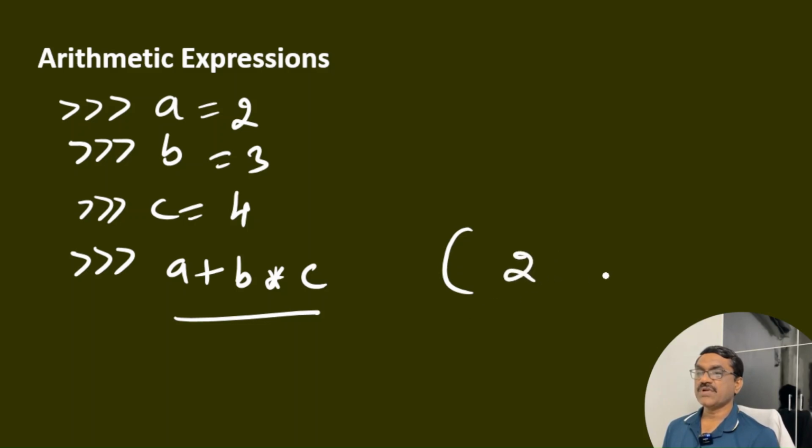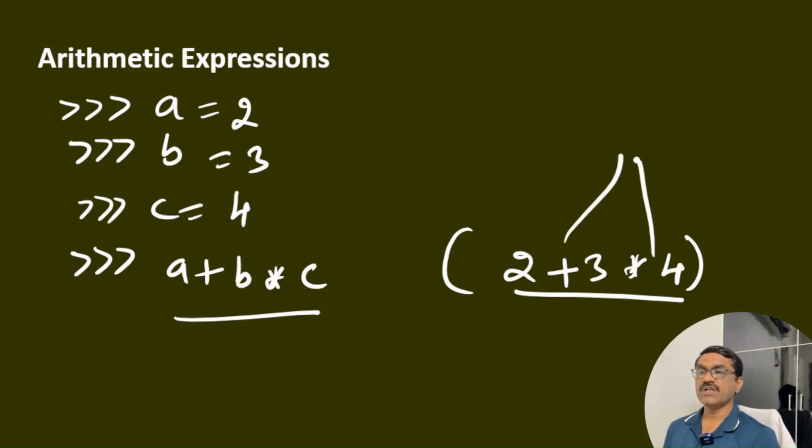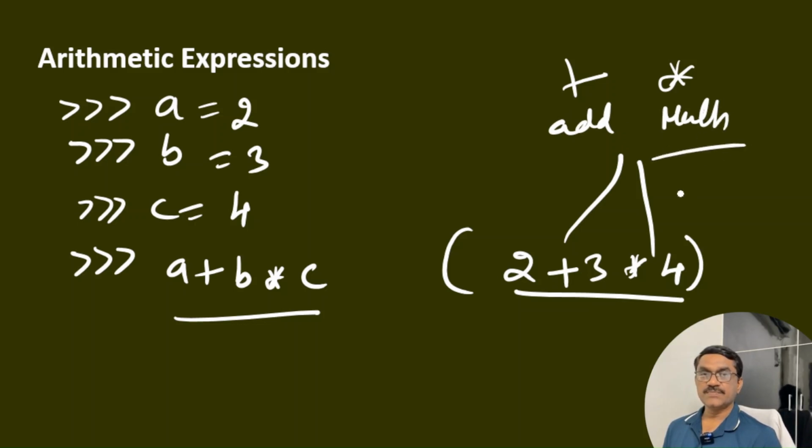A value becomes 2, right? A value 2 plus B value 3, multiplication operator star, and here the value is 4. In this expression, we have two operators, right? One is plus, another one is star. This is addition and this is multiplication. As per the precedence of operators, when we have plus and multiplication, the first preference is given to the multiplication operator. That means first the values are multiplied, finally the addition is performed.